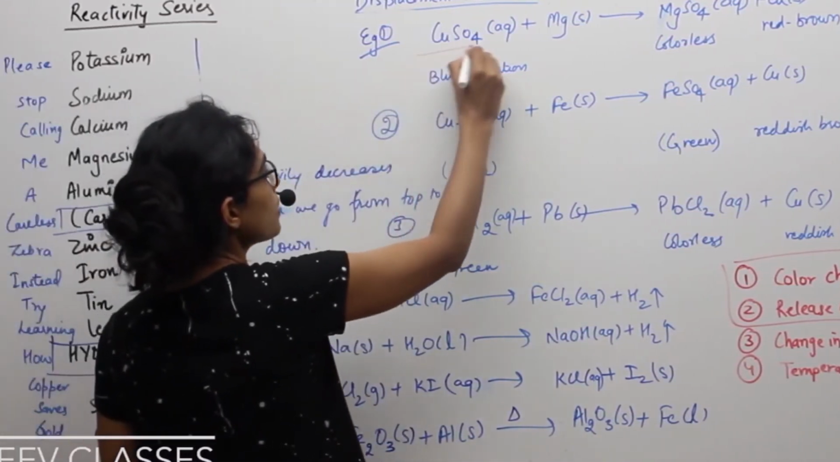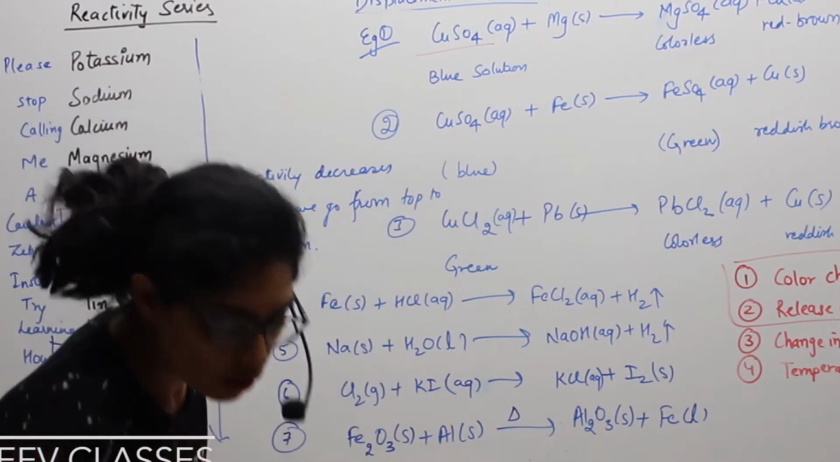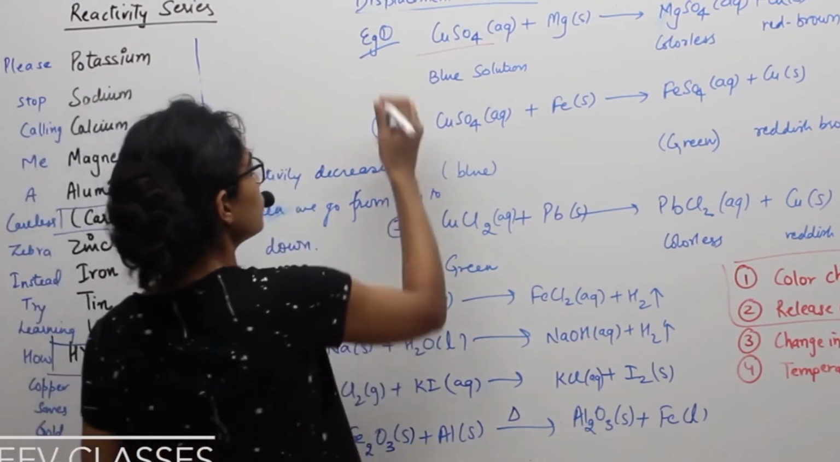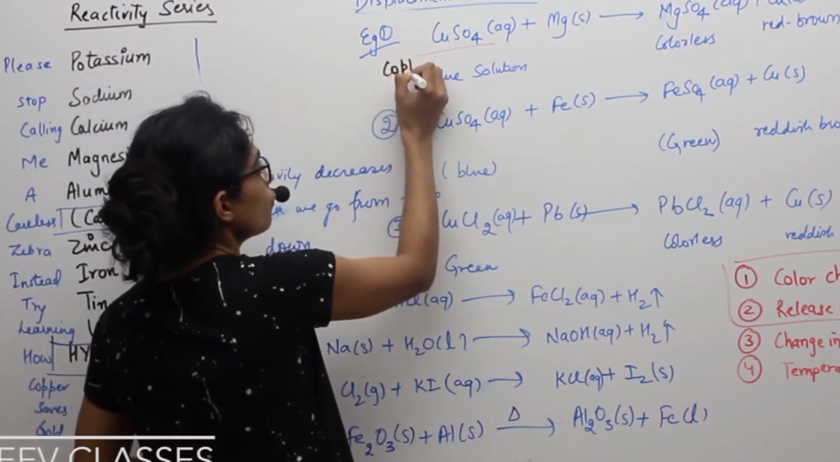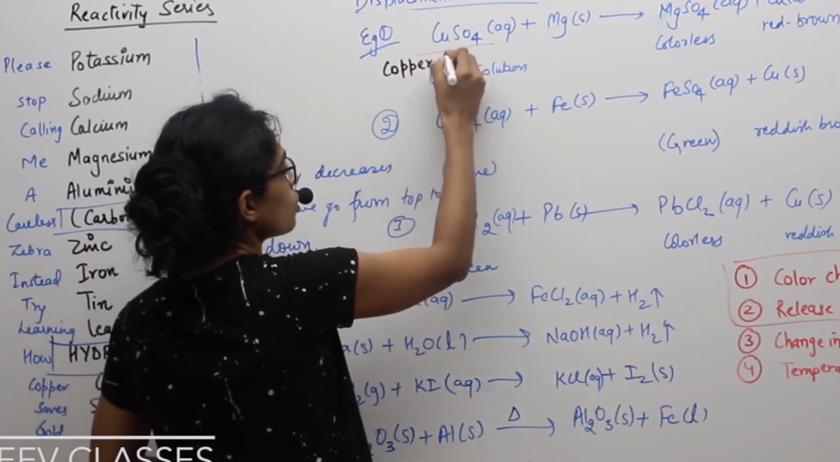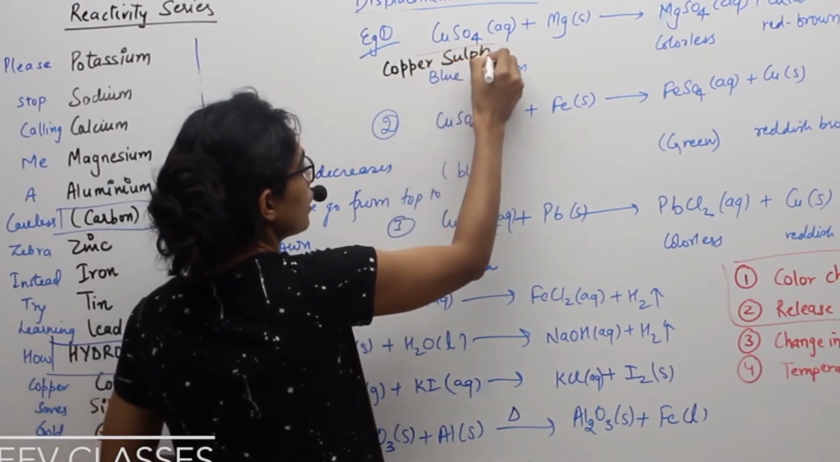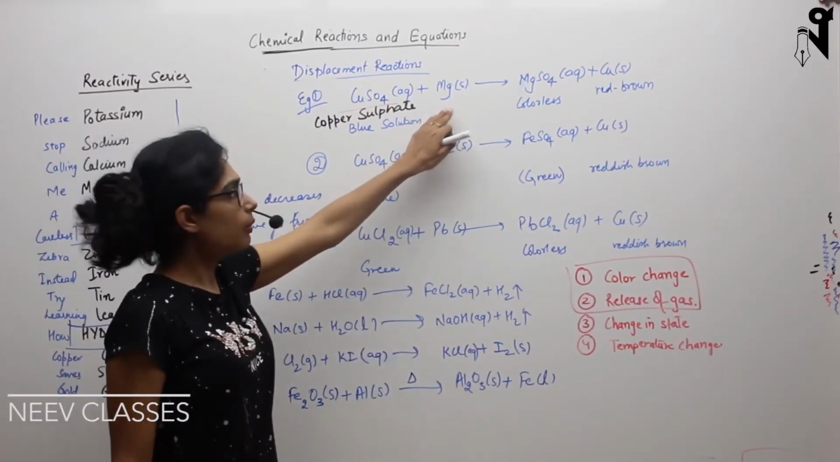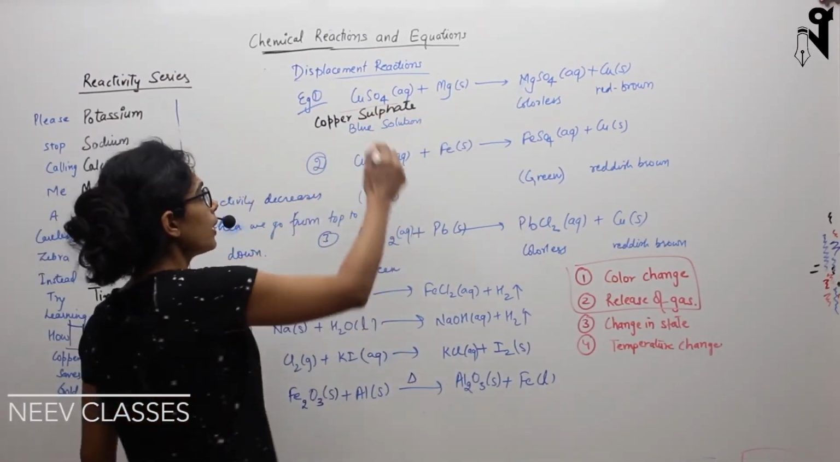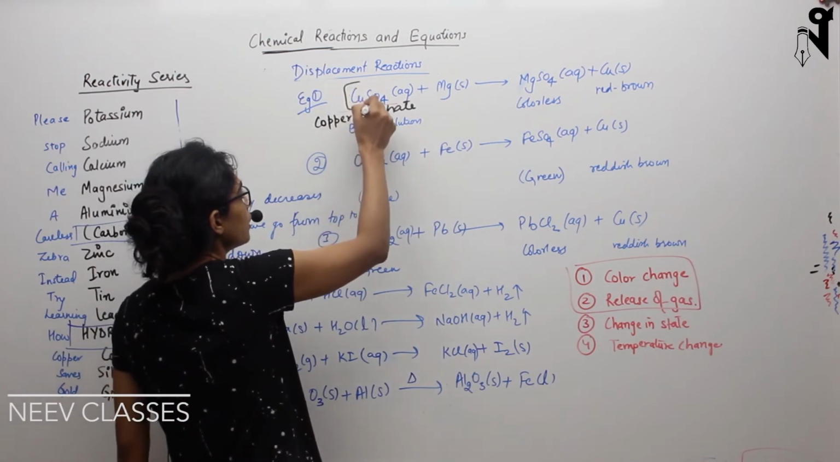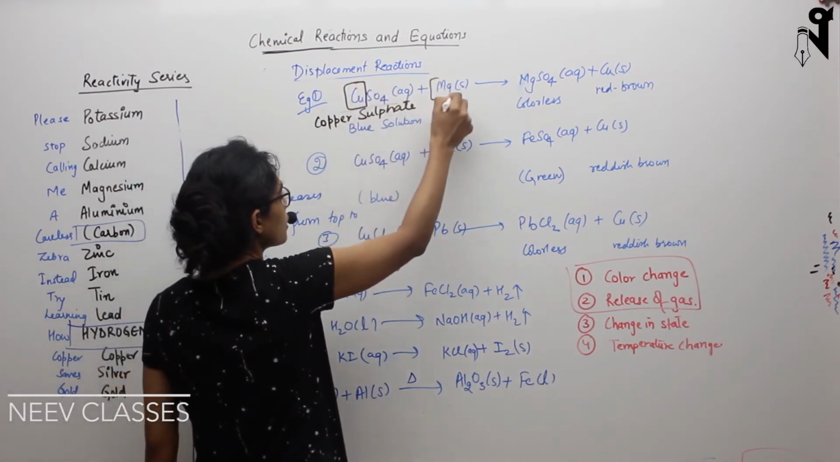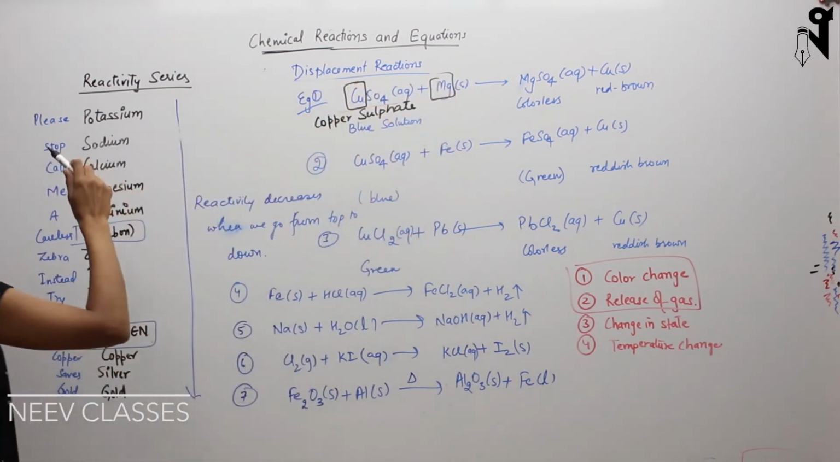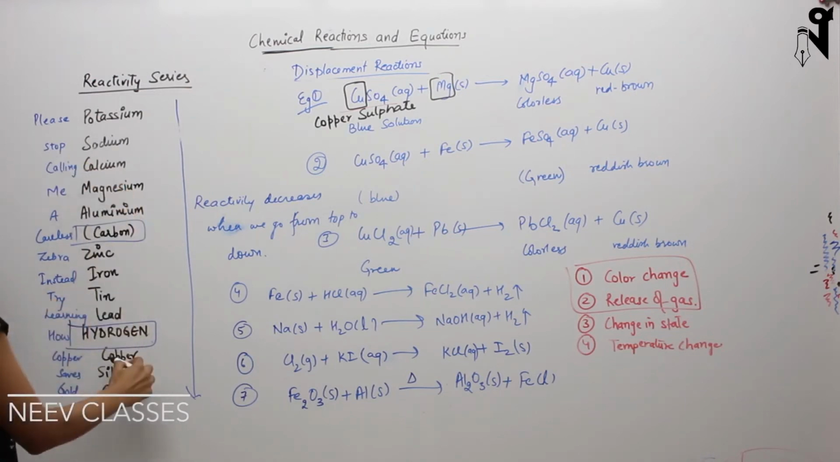First example is copper sulfate solution. I have not mentioned copper sulfate, I'll just write it down. SO4 2 minus is a sulfate ion. So copper sulfate reacted with magnesium. When they are kept together, just look at the metals over here. One is copper and another is magnesium. Let's see their positioning over here. So magnesium is above copper.